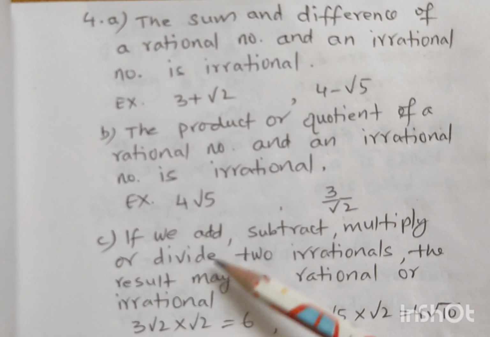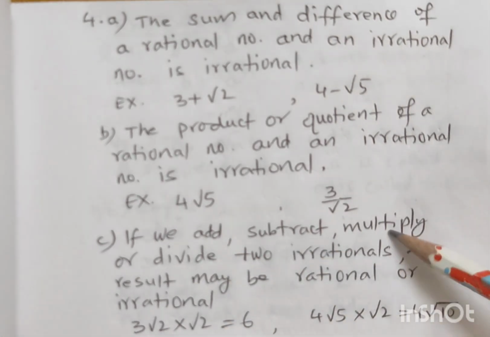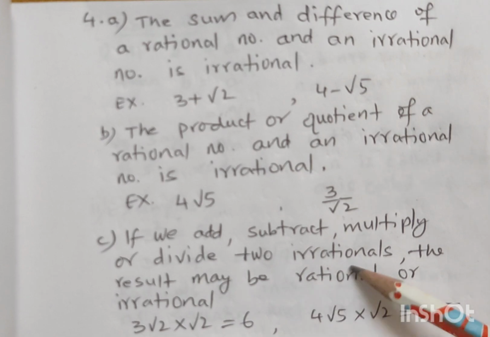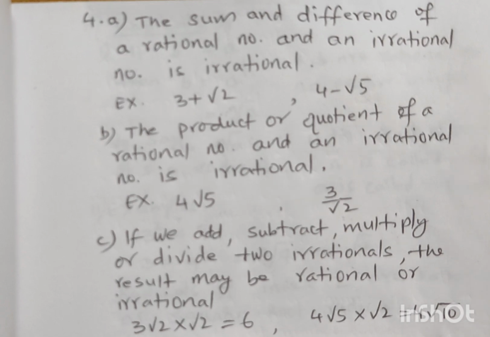But if we add, subtract, multiply or divide two irrational numbers, the result may be rational or irrational. Like 3 root 2 into root 2 is equal to 6, but 4 root 5 into root 2 is 4 root 10.